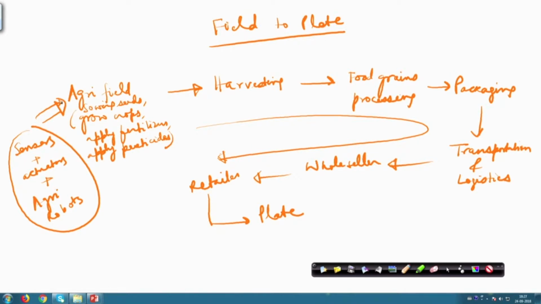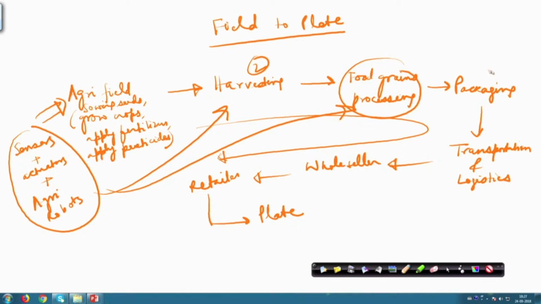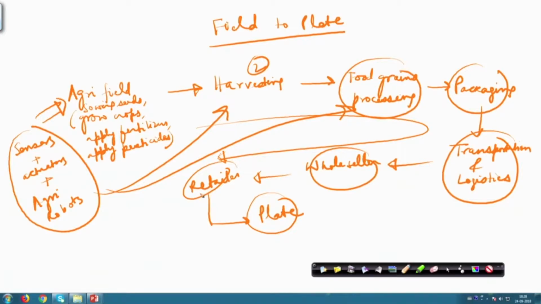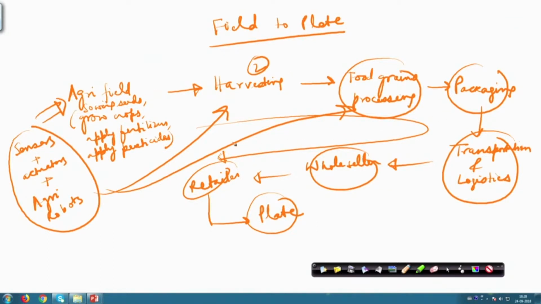Not only over here, even in step 2 for harvesting, these could be used. For food grain processing, again these could be used, for packaging likewise, transportation logistics, wholesaler, retailer, plate, not plate actually, so let us leave this aside. We still are not at a point of having a sensor-enabled, robotic plate; that is a far dream to be achieved. But till the retailer, sensors, actuators, robots, etcetera are going to help the systems or the machines in the processes and the different steps to be made much more efficient, autonomous and so on.